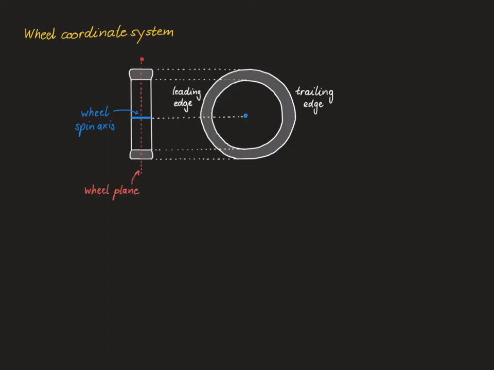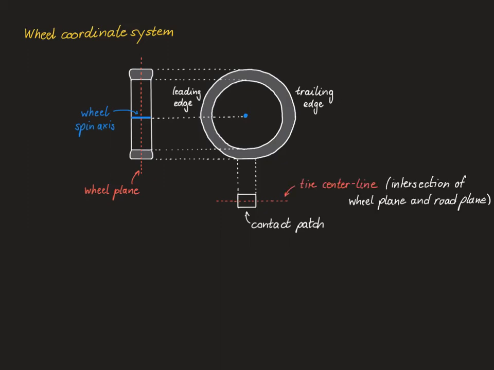And now the wheel plane is defined as the central plane of the wheel that is perpendicular to the wheel spin axis. Now looking at the intersection of the wheel plane with the road plane, the wheel plane passes through the middle of the contact patch. And this intersecting line of the wheel plane and the road plane is called the tire center line.